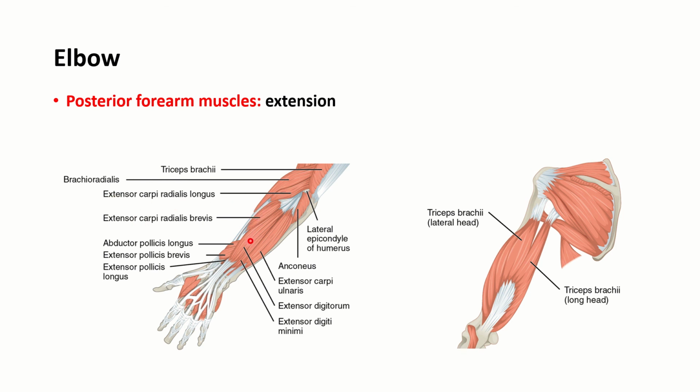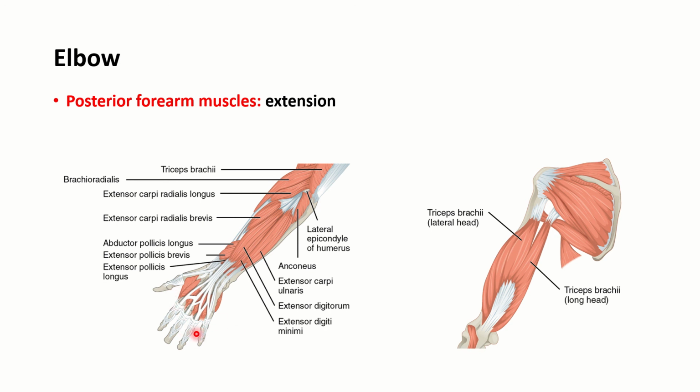You have the extensor carpi ulnaris, and then you have some other muscles that are important for the fingers, like extensor digitorum, you can see, and extensor pollicis brevis and pollicis longus, you can have it here. Extensor digiti minimi is there. So these are the ones that can cause extension of the fingers.